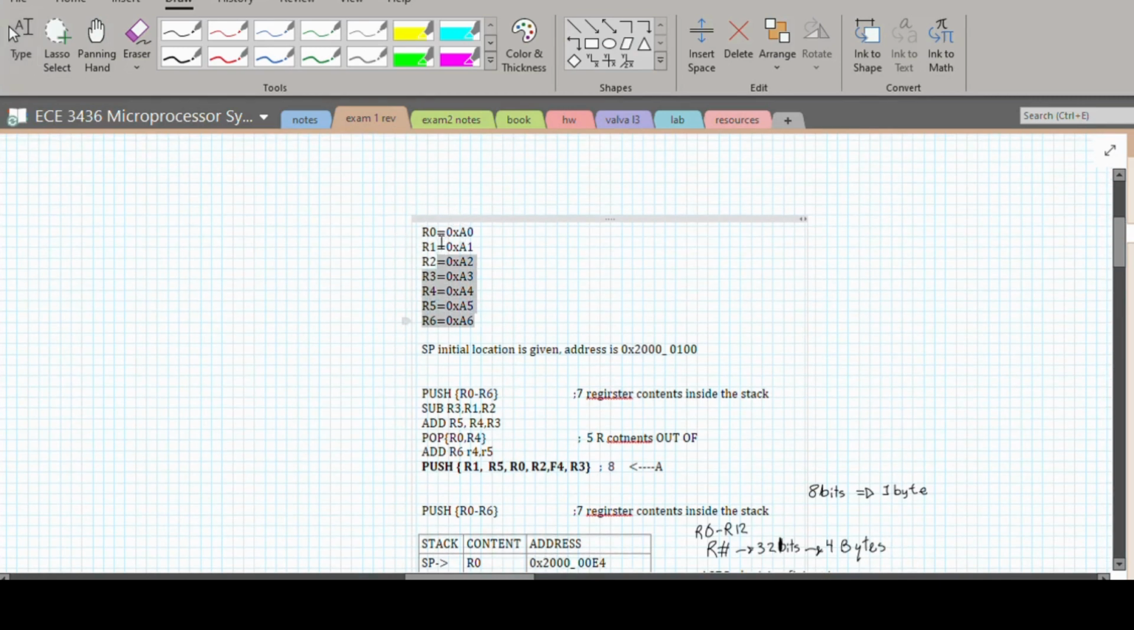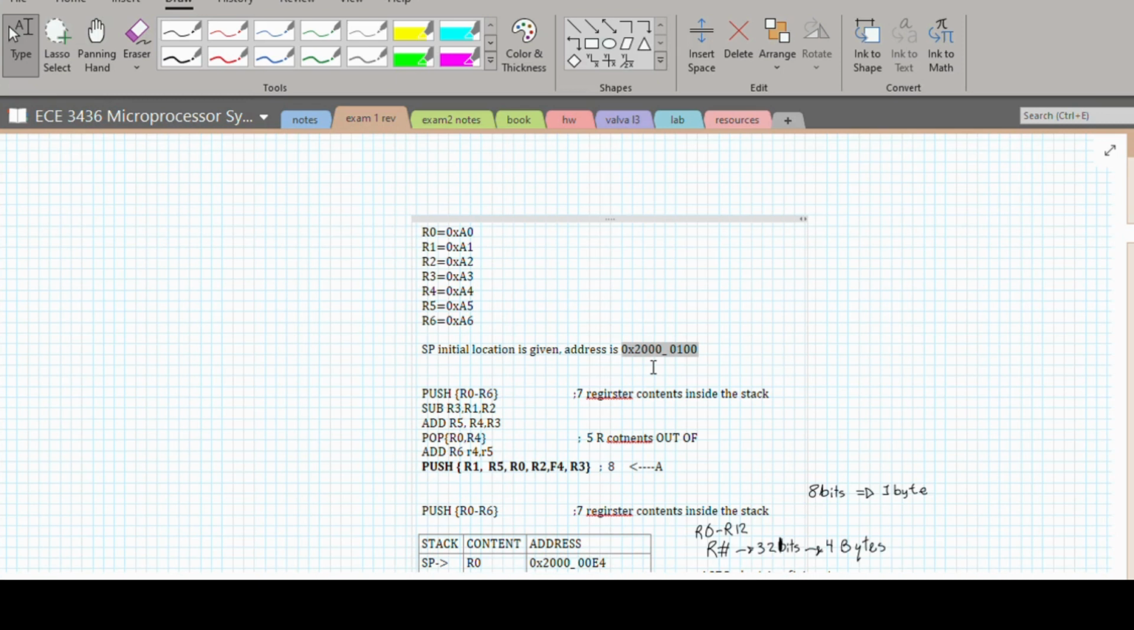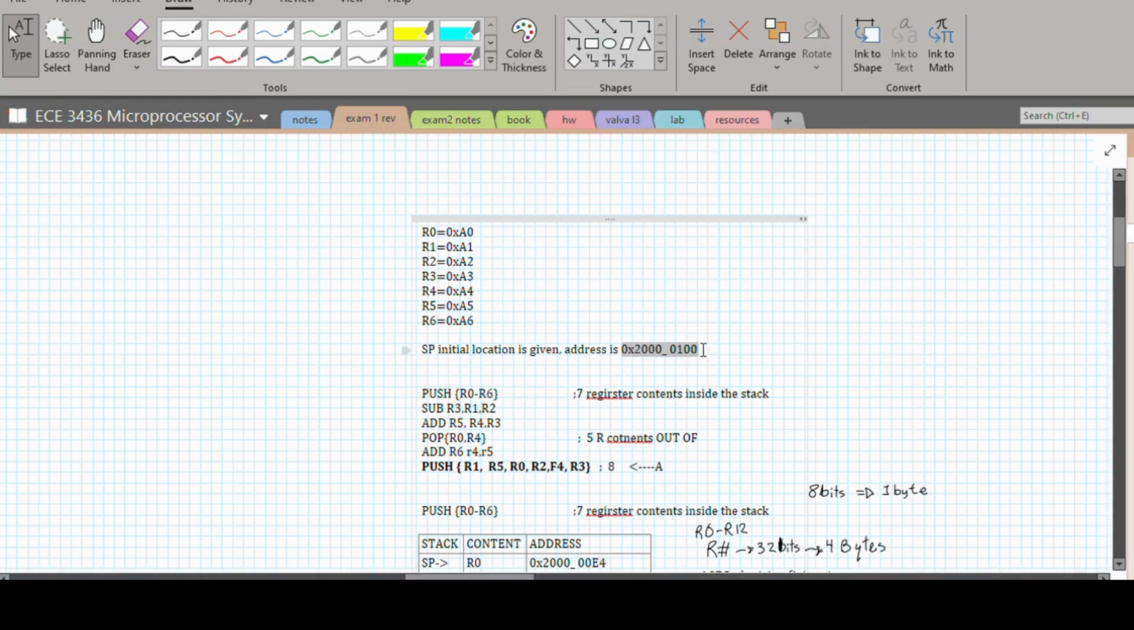you have the contents, then you have the initial location of the SP. So this is the stack pointer. It's very important to know the location so you can find it when you're doing any programming, and I'm sure you might have questions about this in the exam or in the quiz related to SP pointers, so be sure not to mess this one up.